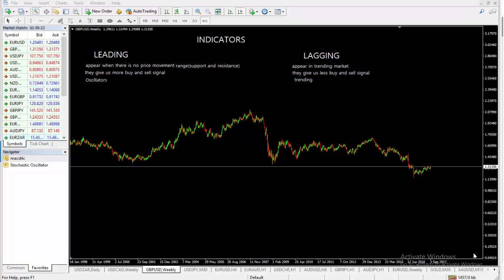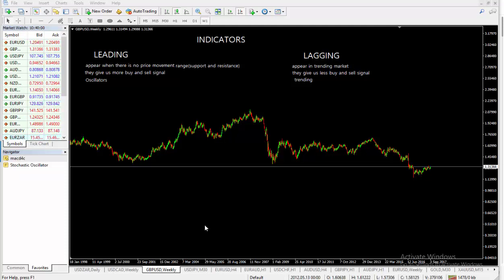As I promised you guys, today we're going to be focusing on indicators. So we have leading indicators and we also have lagging indicators, right? Leading indicators actually appear when there is no price movement, meaning they appear more or less when the market is ranging. There is no movement in the market; it's just going up and down in one area, also known as support and resistance. So leading indicators give us more buy and sell signals. That's what we use them for, and you will find them on oscillators.